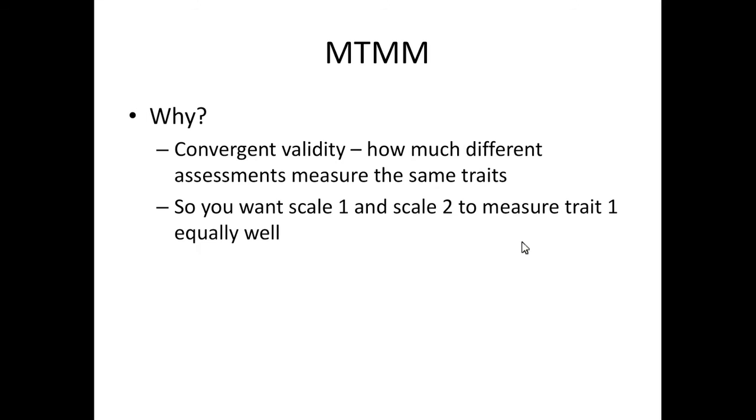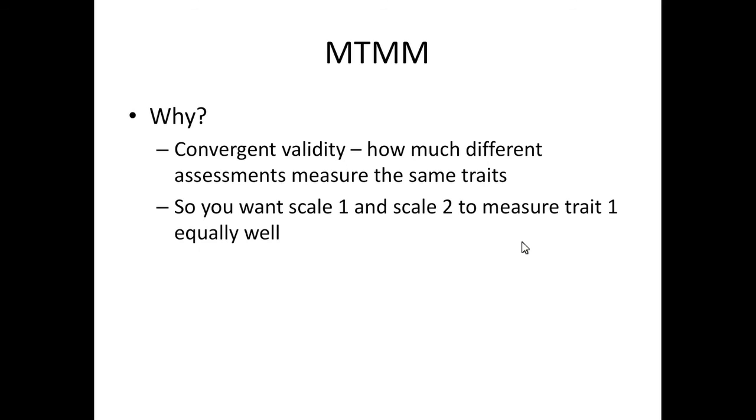Okay. So the biggest thing is really convergent validity. So how much do those different assessments measure the same trait? And you want them, if they say they measure the same thing, to measure the same thing. So I want scale 1 and scale 2 to measure traits equally well. Now that doesn't mean that they're measuring the exact same variance equally well. So let's say you have two scales for depression. Two of the most popular are the Beck Depression Inventory and the CESD. People keep using both of them sometimes, because they measure depression well, but they measure different aspects.